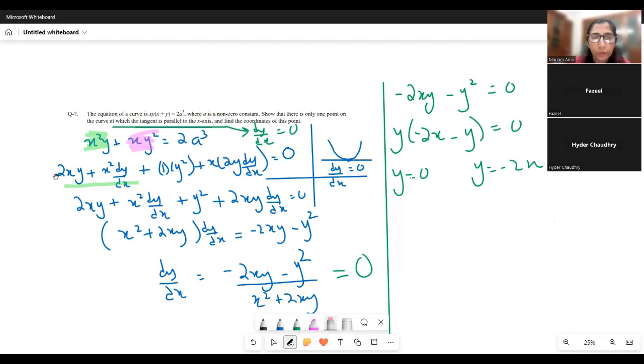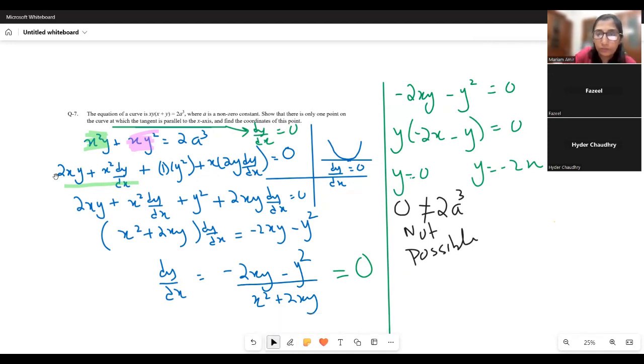So when y is 0, what happens to the original equation? Since y is being multiplied with everything, it becomes 0. But 0 is not equal to 2a cube. 2a cube is a constant. So it can't be equal to 0 because it says a is a non-zero constant. So not possible. So at y equals 0, you're getting 0 equals 2a cube instead of a value for x. That means it's not possible.